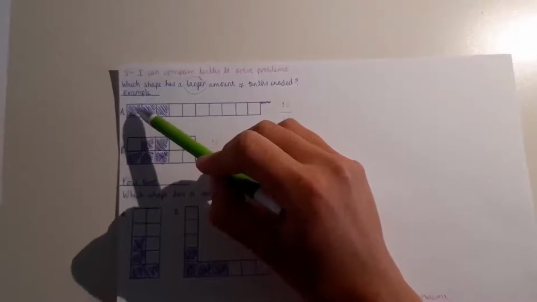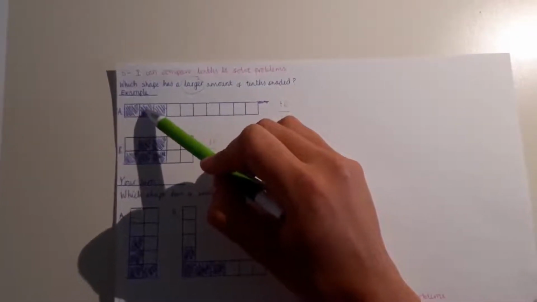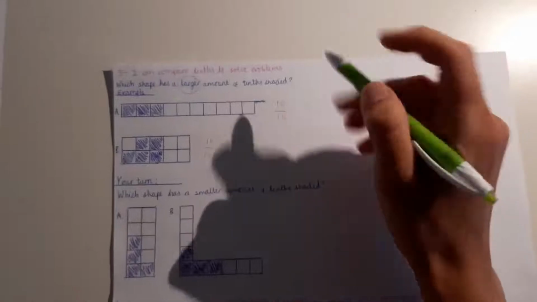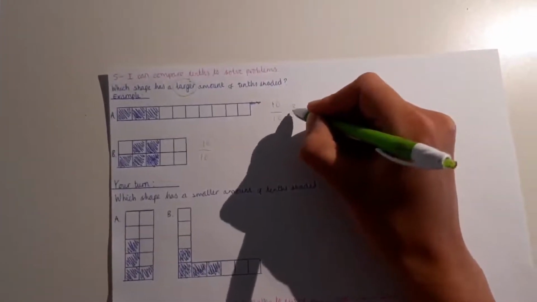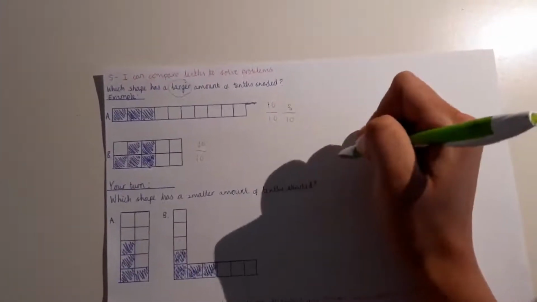So in this shape, we've got 1 tenth, 2 tenths, 3 tenths. So 3 tenths of this shape are shaded, 3 tenths.